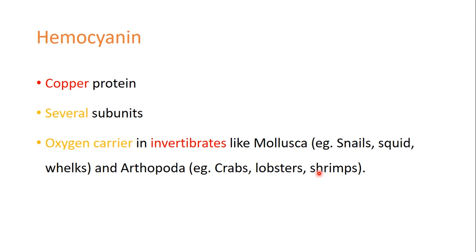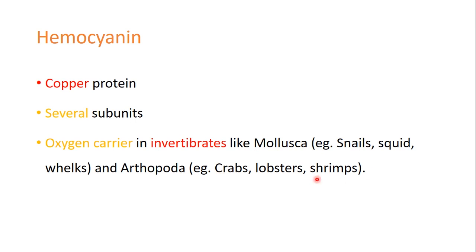So next, coming to the hemocyanin. Hemerythrin will give violet pink colored blood. This hemocyanin will give blue colored blood. Mainly in household, if we say spider, most species of spider have blue colored blood. This is also found in invertebrates like mollusca, for example snails, squid, whales, and arthropoda, for example crabs, lobster, shrimps.